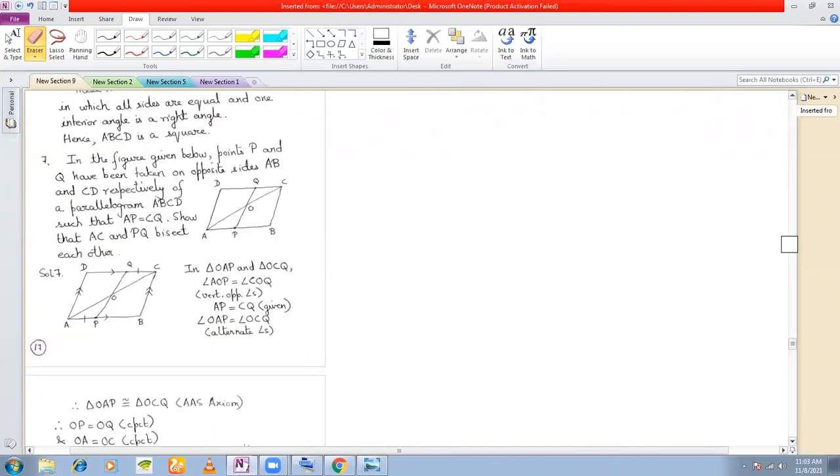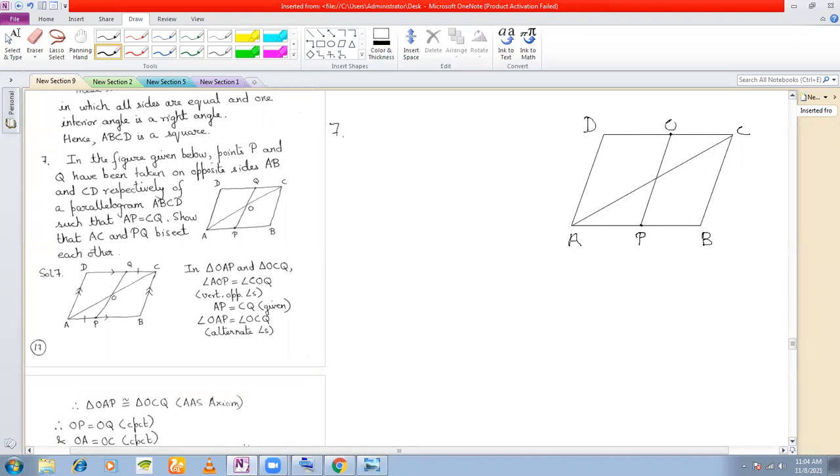Okay, look at number 7. This is an easy problem. Somewhat easy. The figure that is given to you here is this. This figure is given. Now let's read the problem.